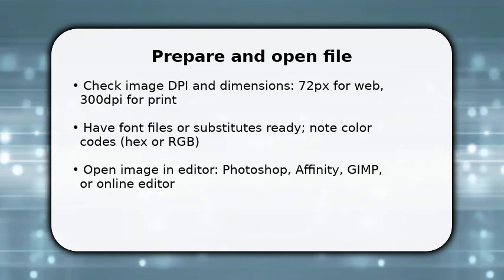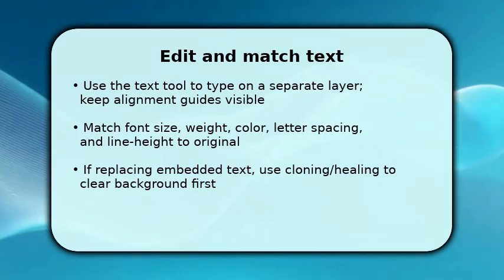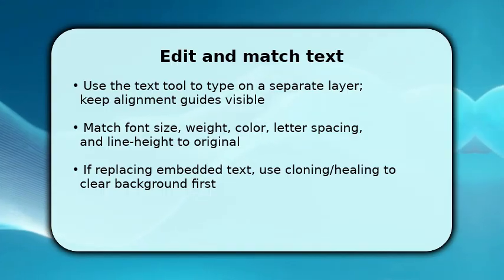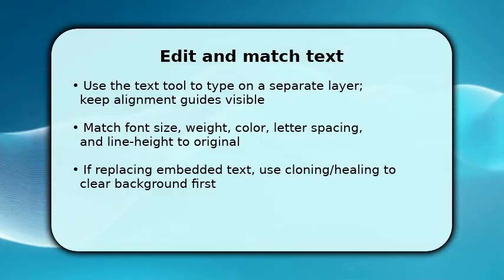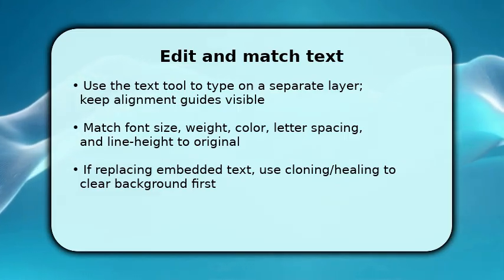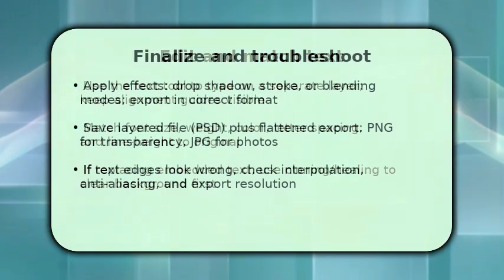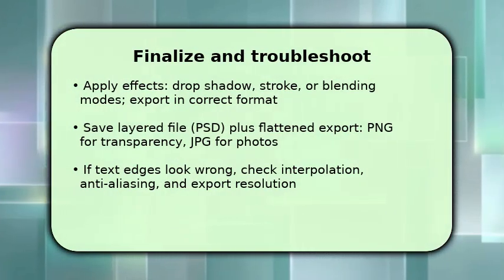You now replace or add text while matching visual style so changes look seamless. Select the text tool and type on its own layer, then sample color with the eyedropper and set size and spacing to match. If text sits over texture, clear the area with content-aware fill or clone stamping first so the new text reads cleanly. Once positioned, rasterize only if you need advanced effects, but keep the editable copy for last-minute edits and export flexibility.